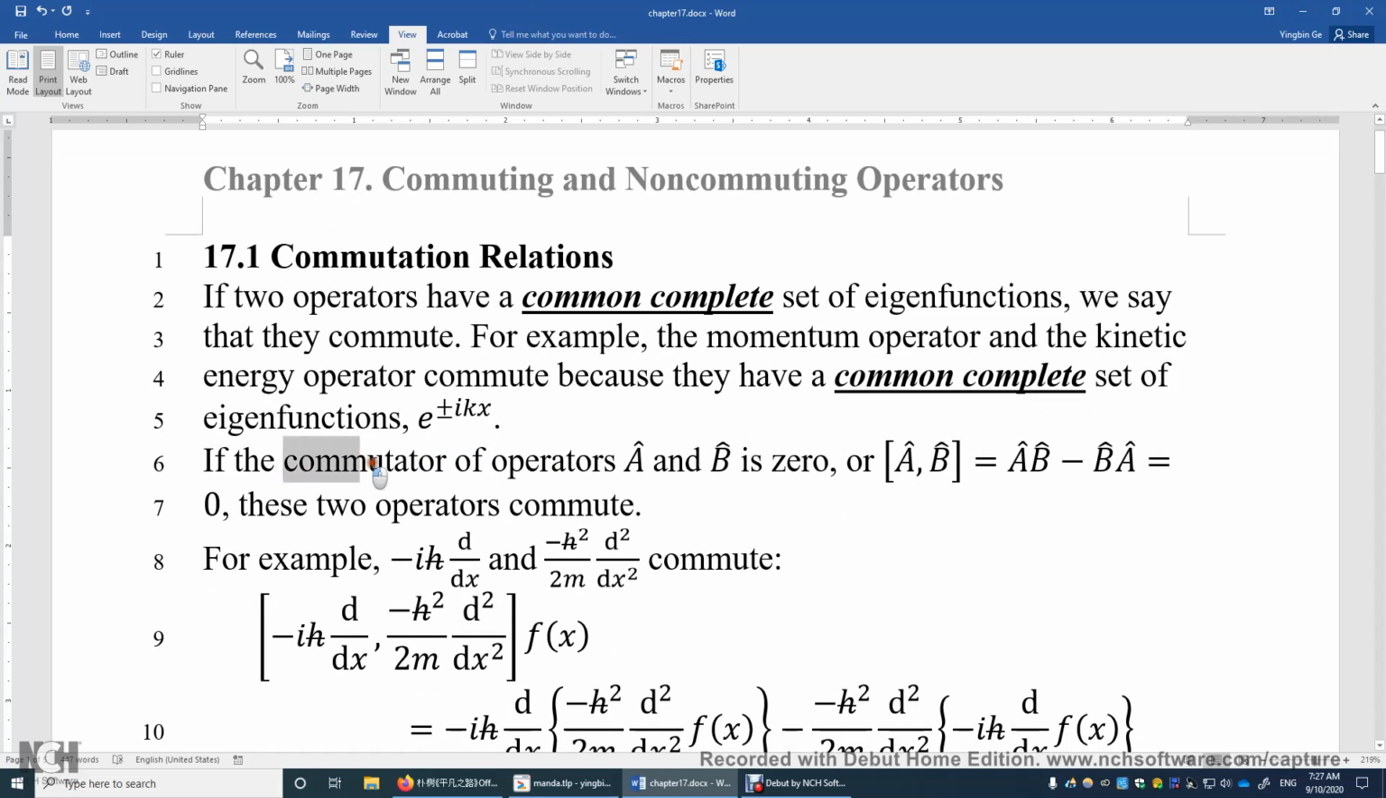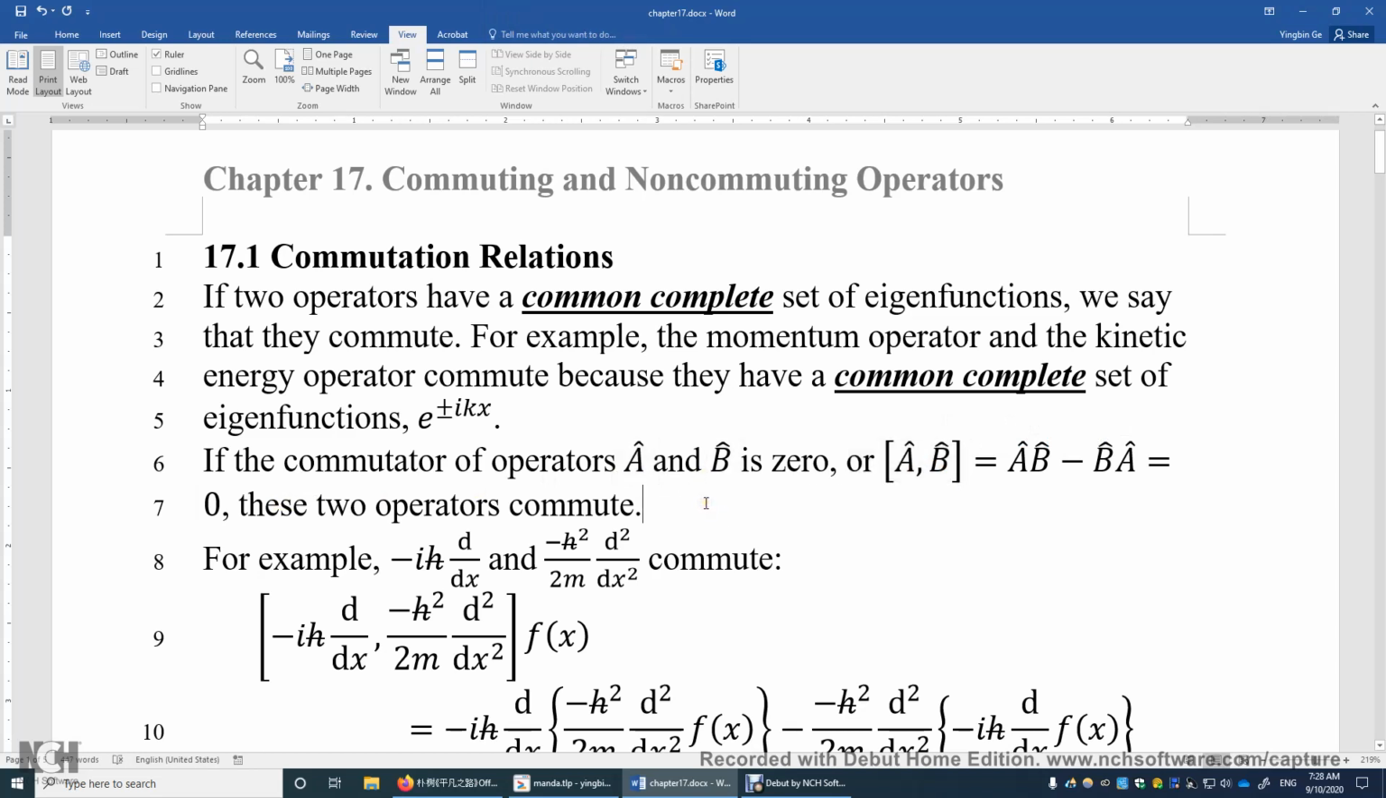Now let's define the commutator. The commutator of two operators A and B is AB minus BA. We can also include A and B inside a pair of square brackets. This is the shorthand notation for the commutator of A and B. If the commutator of A and B is 0, then we say A and B commute.